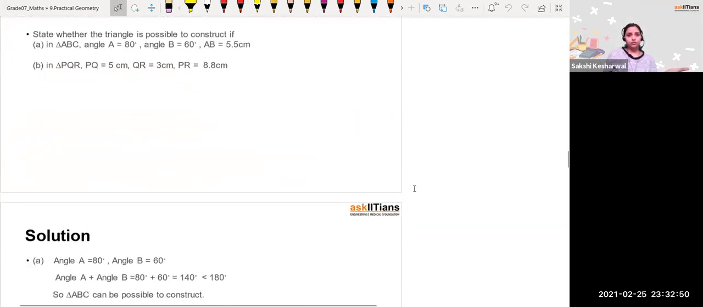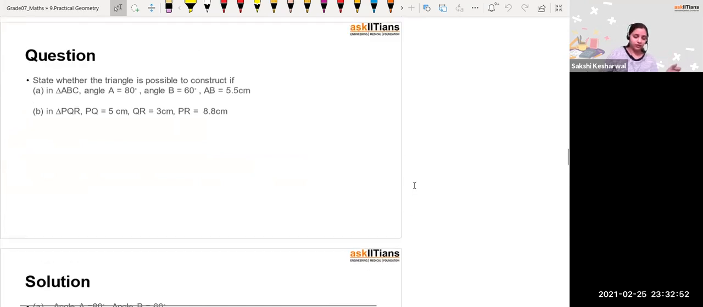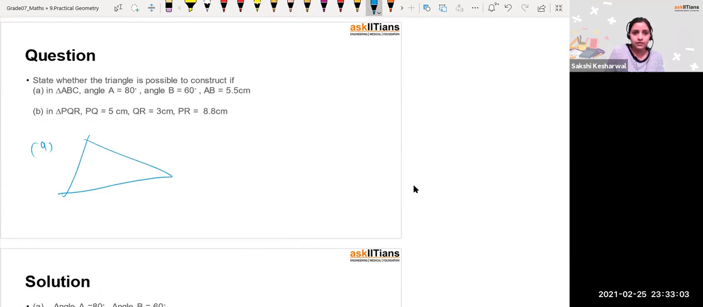Okay, so let's do a few questions related to triangles. It says, state whether the triangle is possible to construct. Just make a rough figure over here. Triangle ABC, where angle A is 80 degrees, angle B is 60 degrees, and AB is 5.5. Is it possible? Yes, because you have angle side angle. So yes, you can do the construction.